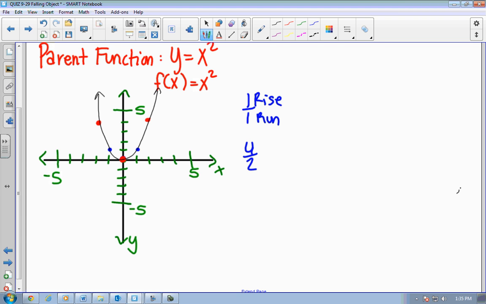Okay, so that's the parent function, and then we have some things that happen when we start attaching numbers. I'm going to write this so many times for the next 3 years, it should be ingrained in your head. A's, H's and K's apply to all functions. Write that down, please. And we're going to review what the A does to the function, what the H does to the function, what the K does to the function. y equals a times the quantity x minus h squared, minus, or actually plus k.